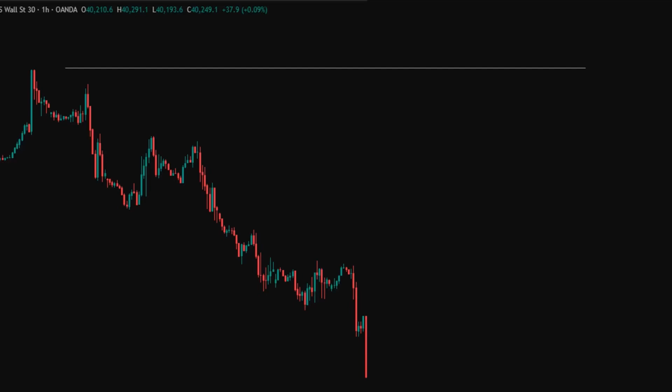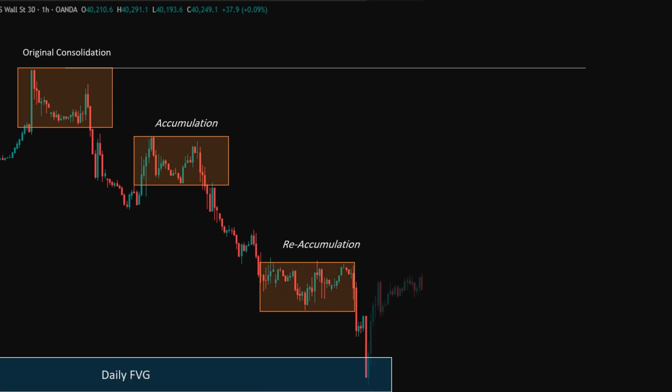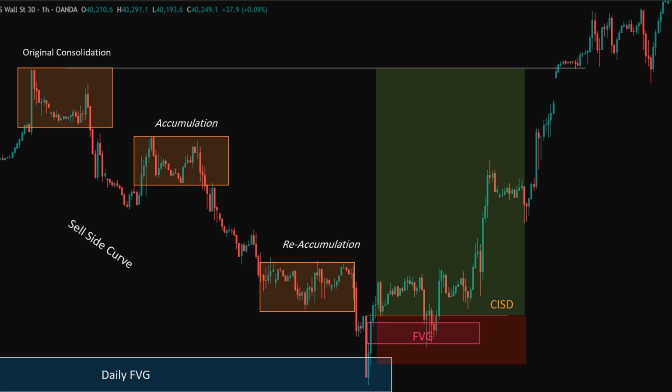Here we have the 1-hour chart of the Dow Jones. The price has formed a buy-side market maker model. After forming the original consolidation, the price entered the daily fair value gap, where it created a smart money reversal. It formed patterns like CISD and FVG, leading to the capture of sell-side liquidity, and original consolidation movement under Mmbm is complete.